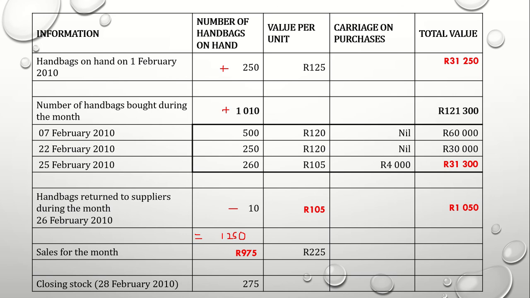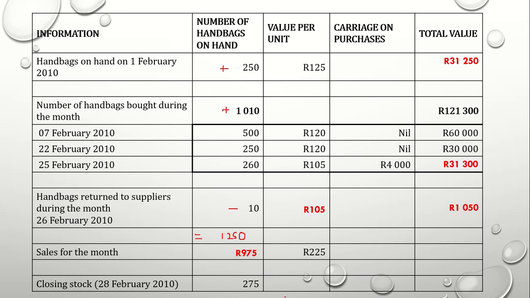For me to get 975, all I did is this. These are the number of units that were available to be sold. The question is, how do we know that it's 975 handbags that we sold? It's because they told you how many handbags we still had on hand, which is 275. So you're going to take 1,250 minus this 275, and that gives you 975, the number of handbags that were sold. And they give you the selling price.